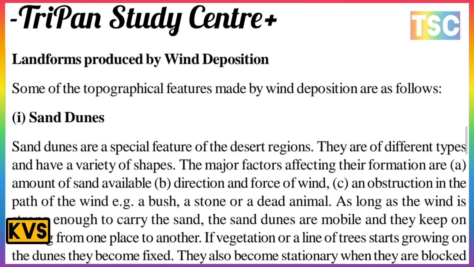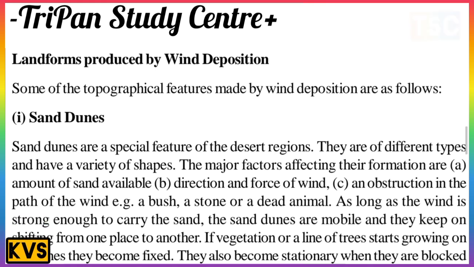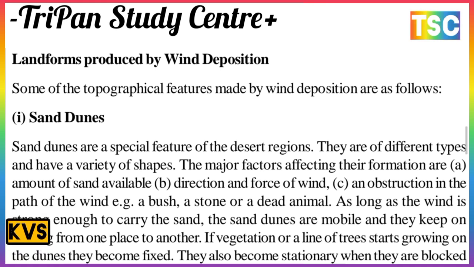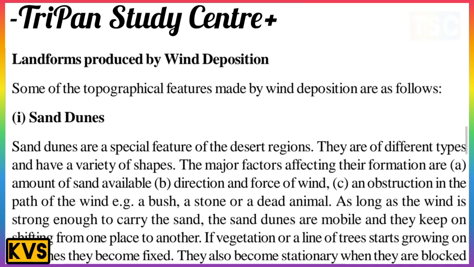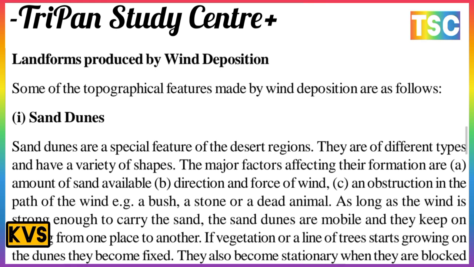The major factors affecting their formation are, first, the amount of sand available; second, the direction and force of the wind; and third, an obstruction in the path of the wind, for example a stone or a dead animal. As long as the wind is strong enough to carry the sand, the dunes are mobile and keep shifting from one place to another.